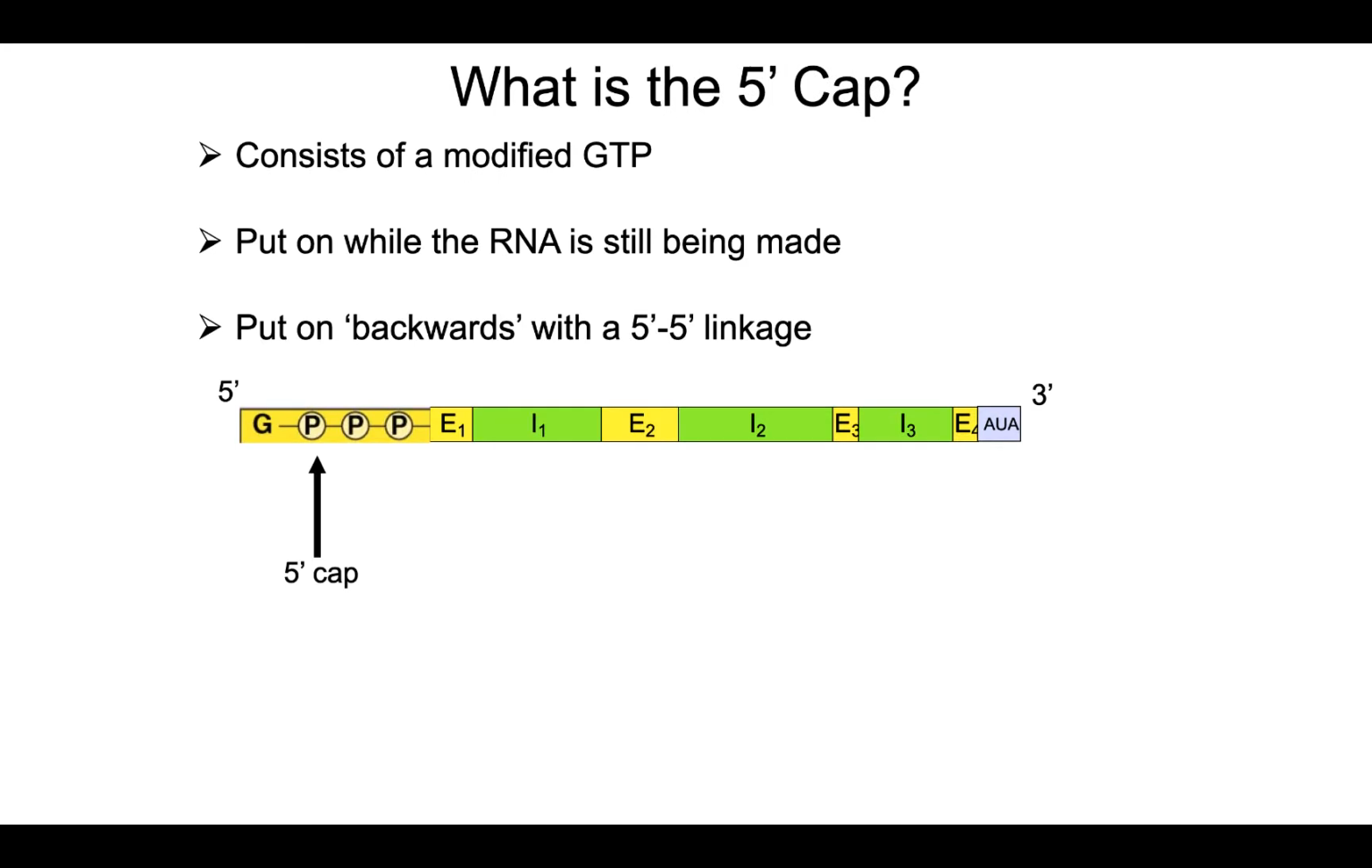So the 5' cap is a modified GTP. So it's a modified G that is added backwards. So it's a 5' to 5' linkage instead of a 3' to 5' linkage. And it's added to the 5' end of that transcript.